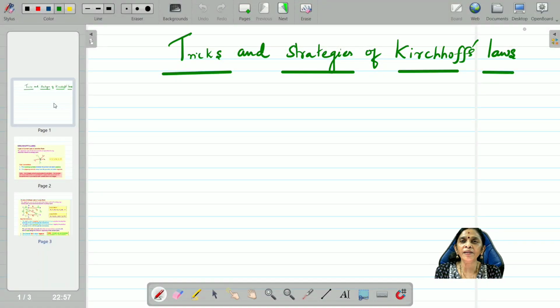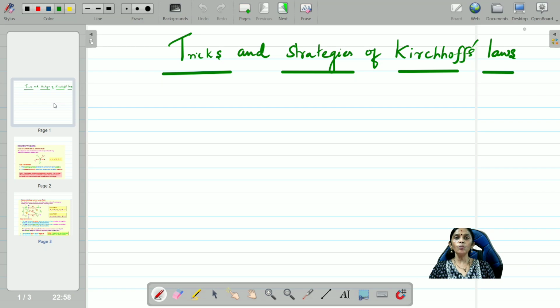Very good evening, children. Now let us learn in the second lesson, current electricity, the most important topic and the most important concept. Definitely one question based on this concept you will get in your school examination as well as in your board examination. So come, let us learn tricks and strategies of Kirchhoff's laws.